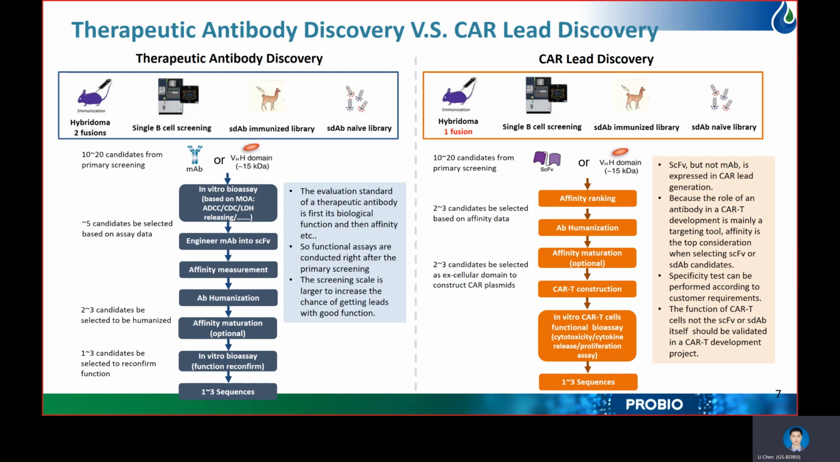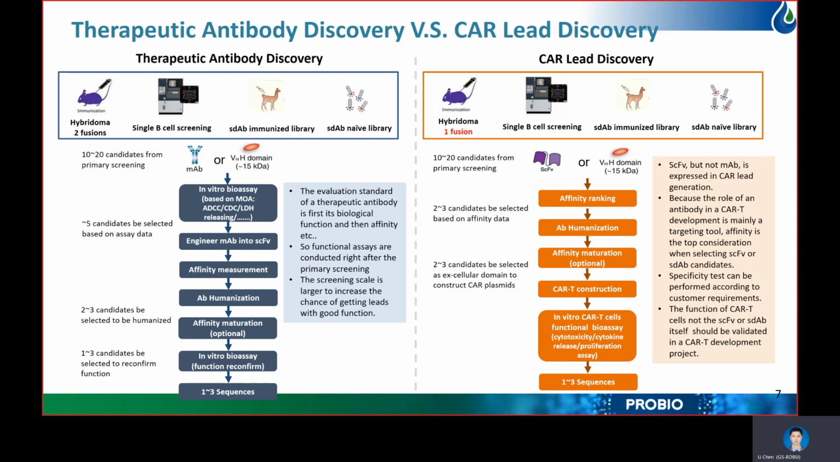For therapeutic antibody, function and efficacy is a crucial factor in the decision-making process, and people tend to position the functional validation at an earlier stage of candidate screening. Meanwhile, the overall scale of a screening is also relatively larger to increase the chance of success.